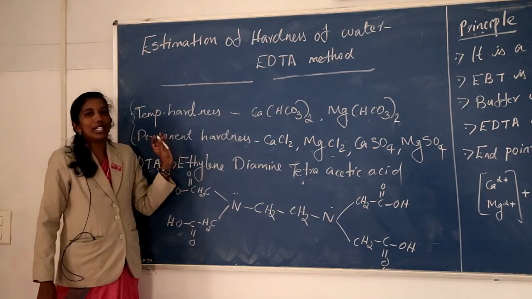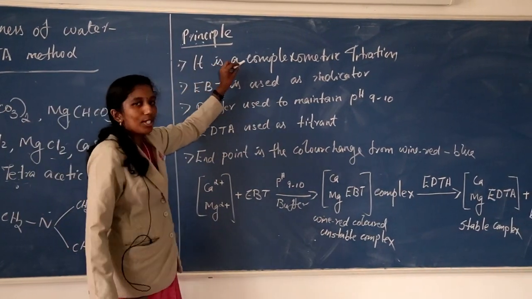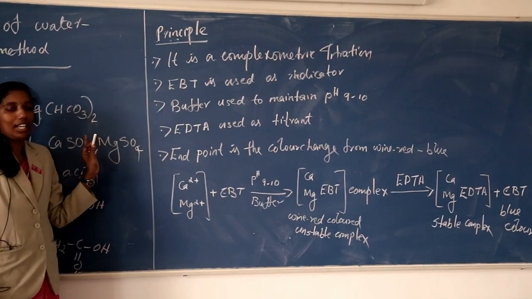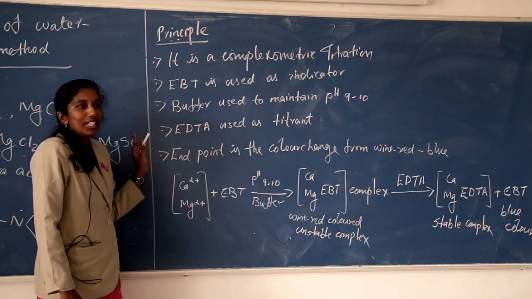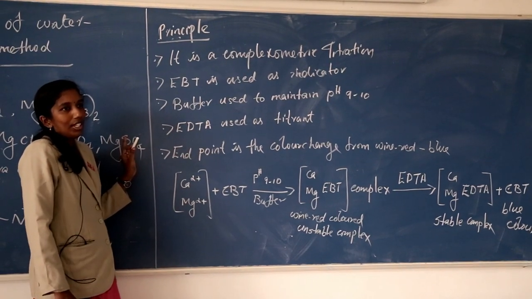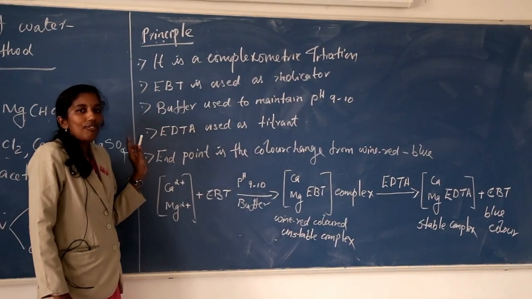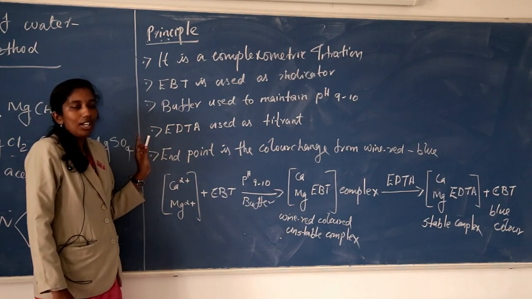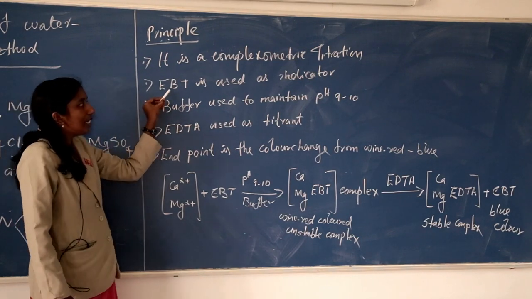Then we go to the topic, principle of EDTA method. It is a complexometric titration. What is meant by complexometric titration? It is a volumetric analysis in which the formation of a colored complex is used to indicate the end point of a titration. In this estimation of hardness of water, the ions which are to be estimated, that is Ca2+ and Mg2+ ions, are complexed and appear as a color by using EBT indicator.